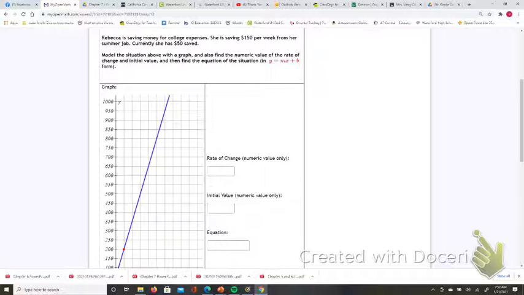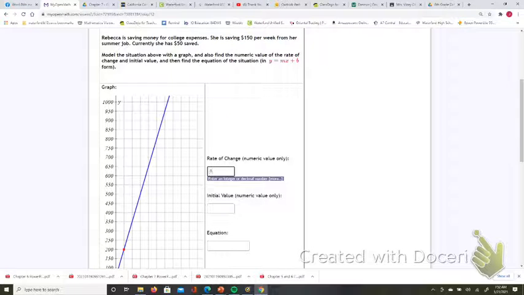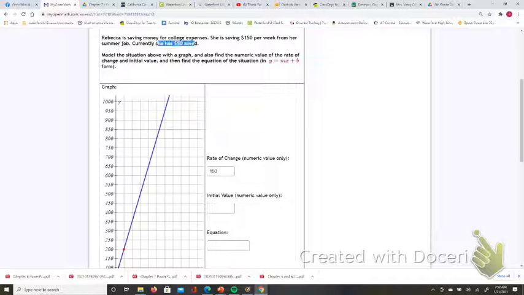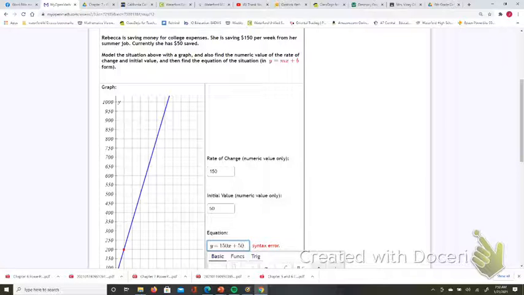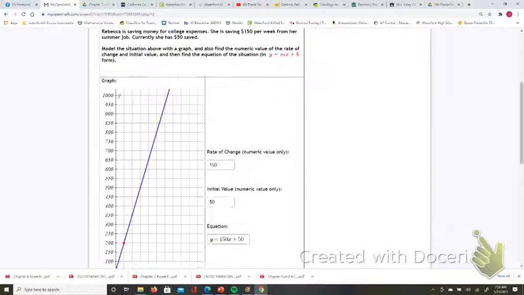Okay, now, our rate of change is how much she's saving. She's saving $150 per week. So 150 is our rate of change. Now, the initial value is how much money she has at the beginning. Didn't she have $50 saved? So the initial value is 50. And then finally, we're going to write the equation. Y equals m, our rate of change, 150, x, plus b, our initial value, 50. Y equals 150x plus 50.